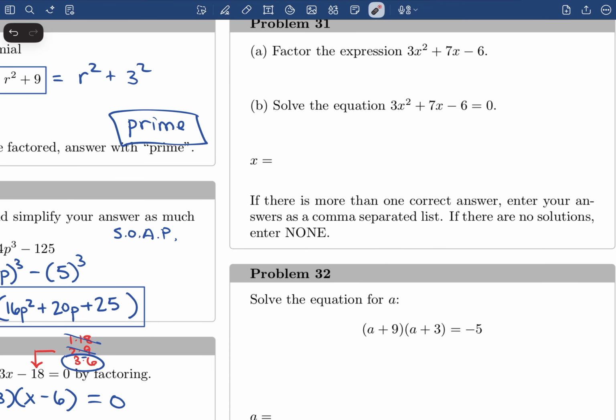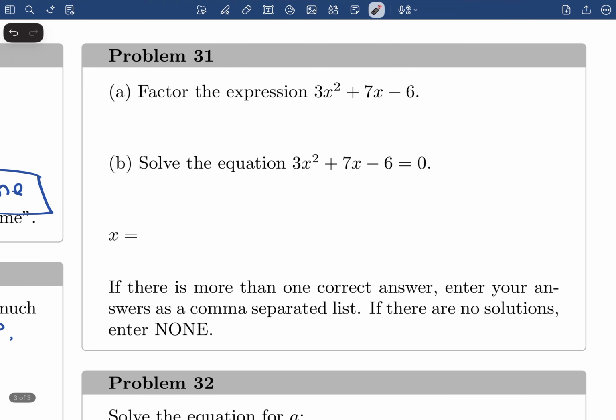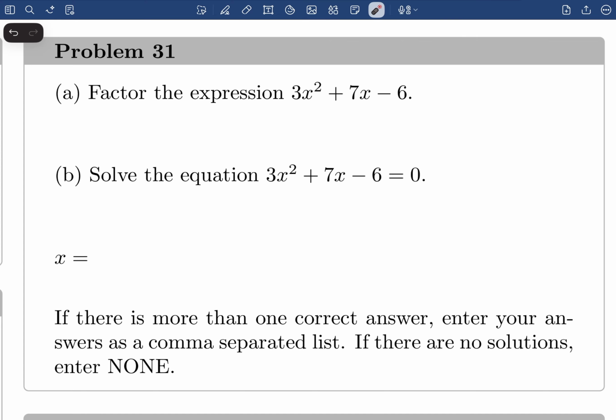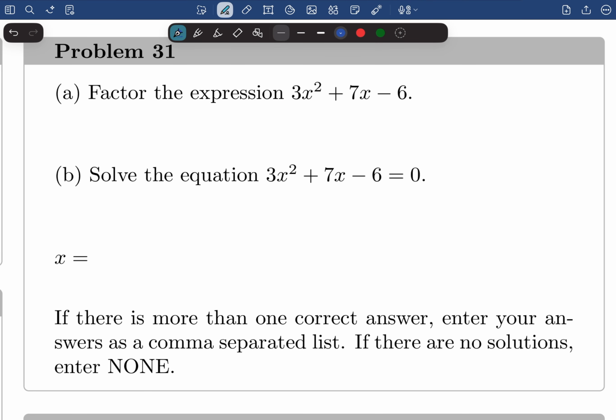All right, problem number 31. And it says factor the expression 3x squared plus 7x minus 6. So the goal is to take this expression and factor it. And I notice there's no GCF. And so I'm going to look at the first value, 3, and find its factors, 1 and 3. And I'm going to look at the last value, the constant, and find its factors, 1 and 6 and 2 and 3. There we go.